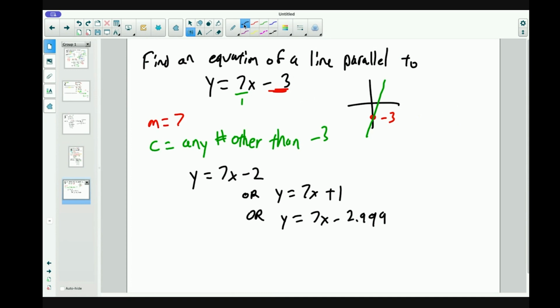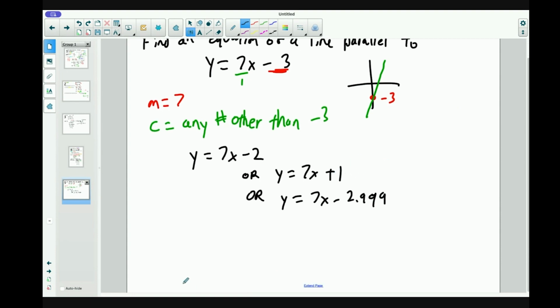Let's try another one where we're now going to look at something that's perpendicular. Okay, so if it's perpendicular, we're going to add one extra stipulation to it, one extra thing into it.